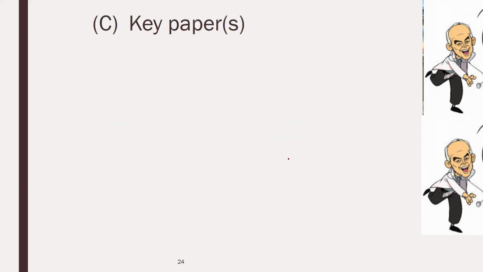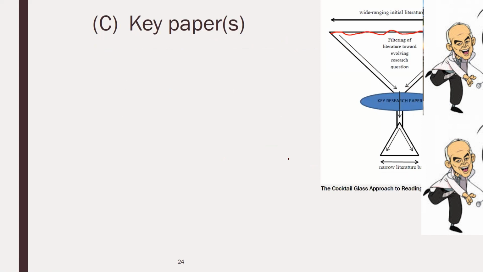Then there are the key papers from where the research question comes. You have to identify a few key papers, but to identify them you have to do a literature review. Has anyone seen this cocktail glass approach to reading and filtering literature? You start with something bigger, and then you read the literature around a bigger theme, like the determinants of stock liquidity. If I search it on Google Scholar, Web of Science, Scopus, different databases, for determinants of stock liquidity, there will be hundreds of articles coming up.